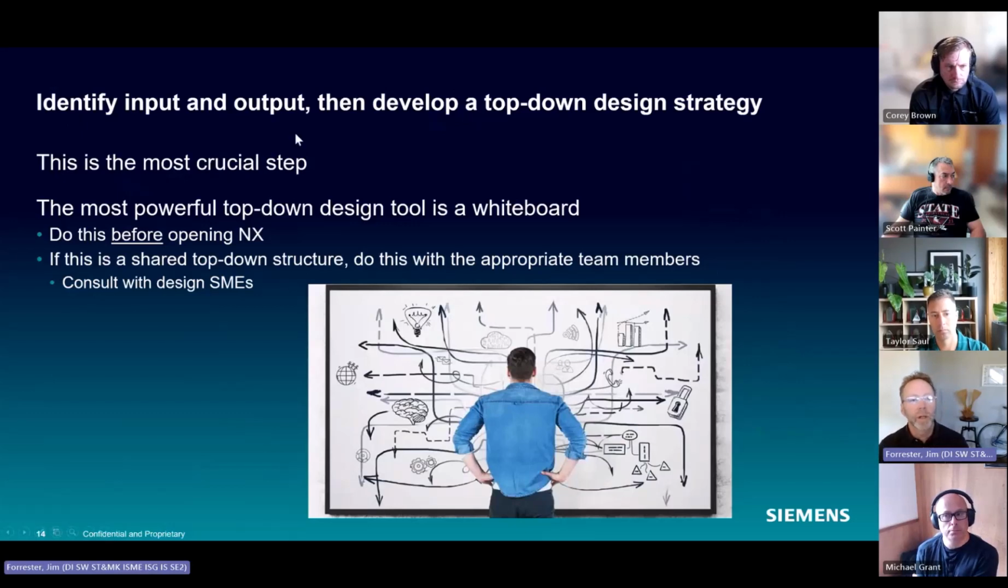So identify the input, that top-down primary geometry. What's the output? Is it going to be components? Is it going to be space claims? Is it going to be something else? And then develop a top-down design strategy. Considering all of the things I just talked about, this is the most crucial step.